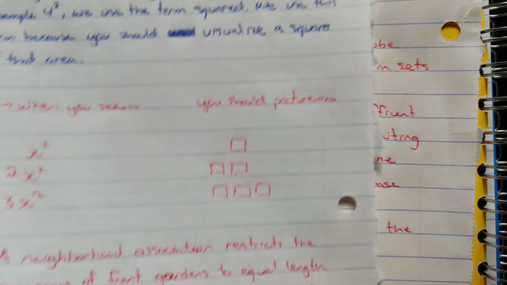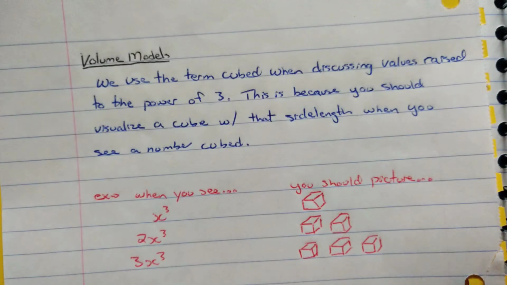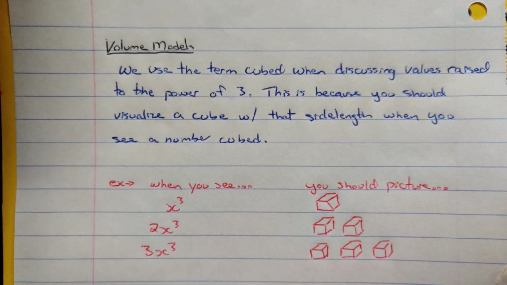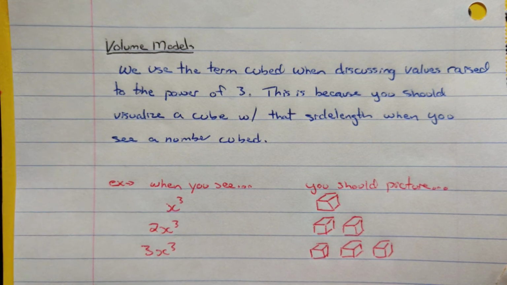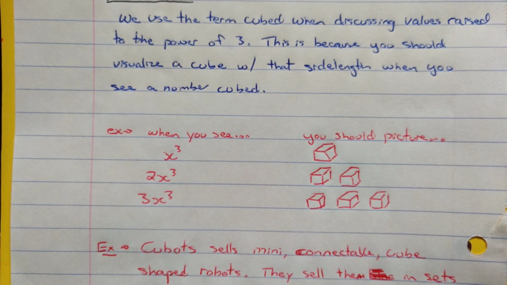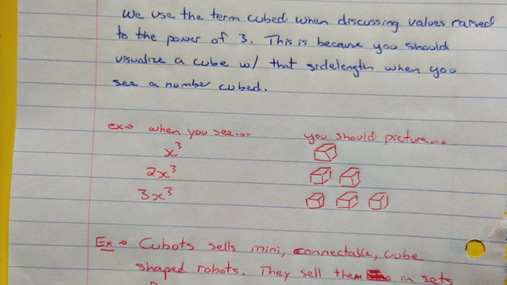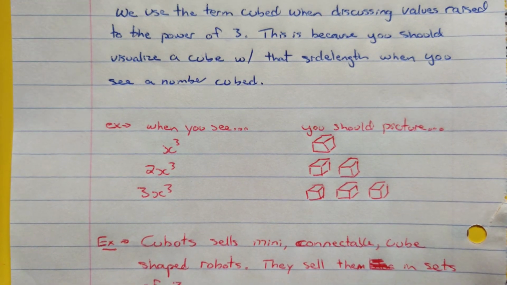And then we can jump up to the third dimension and look at volume models. So we use the term cubed when discussing values raised to the power of 3. This is because you should be visualizing a cube with a side length of that number cubed. So when you see x cubed, you should picture a cube with side length x by x by x, or dimensions x by x by x. When you see 2 cubed, you should picture 2 cubes. When you see 3 cubed, you should picture 3 cubes.